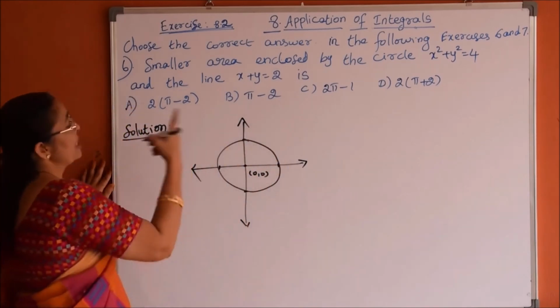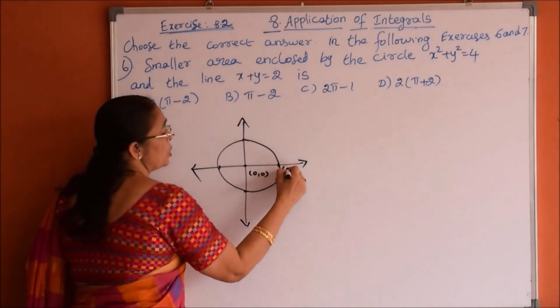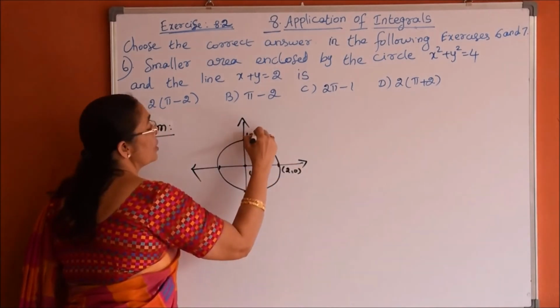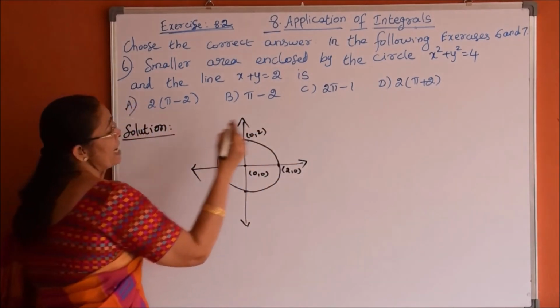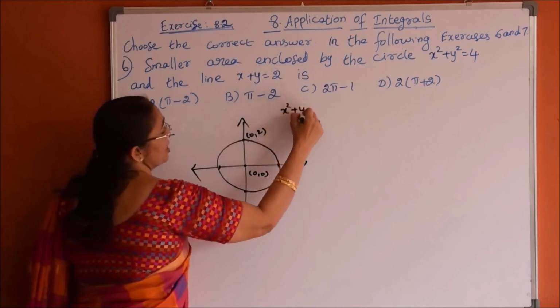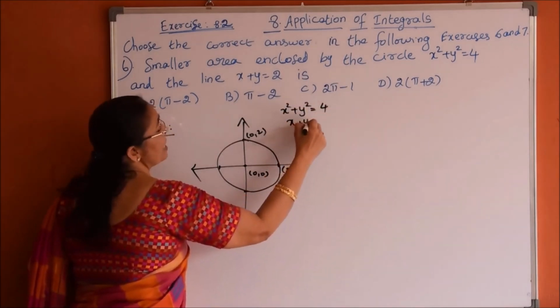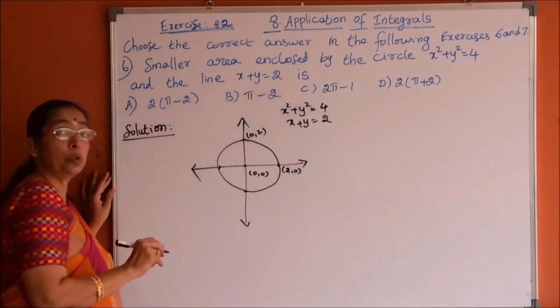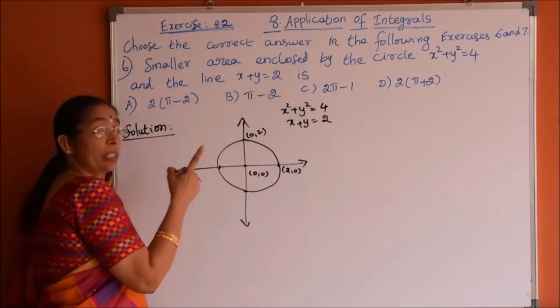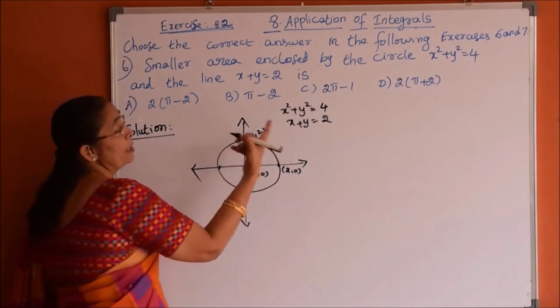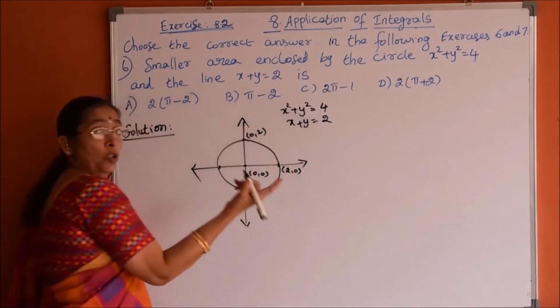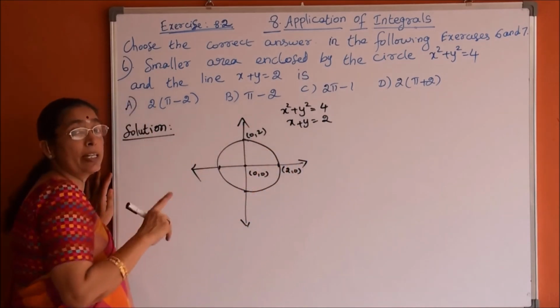Next, the straight line. This point is 2, 0 here and this is 0, 2. The first equation is the circle equation x square plus y square is equal to 4. The second one is the straight line equation x plus y is equal to 2. So, x plus y is equal to 2 is a straight line with intercepts. If I divide throughout by 2, we will get x intercept as 2 and y intercept as 2.